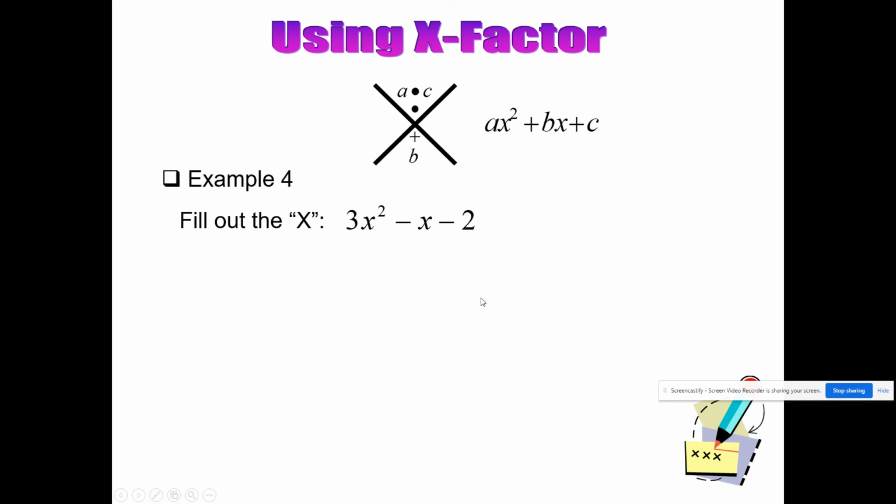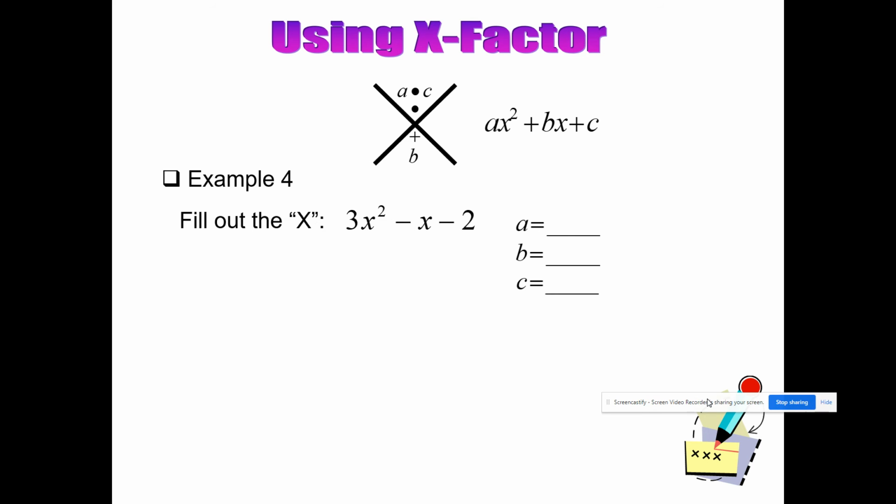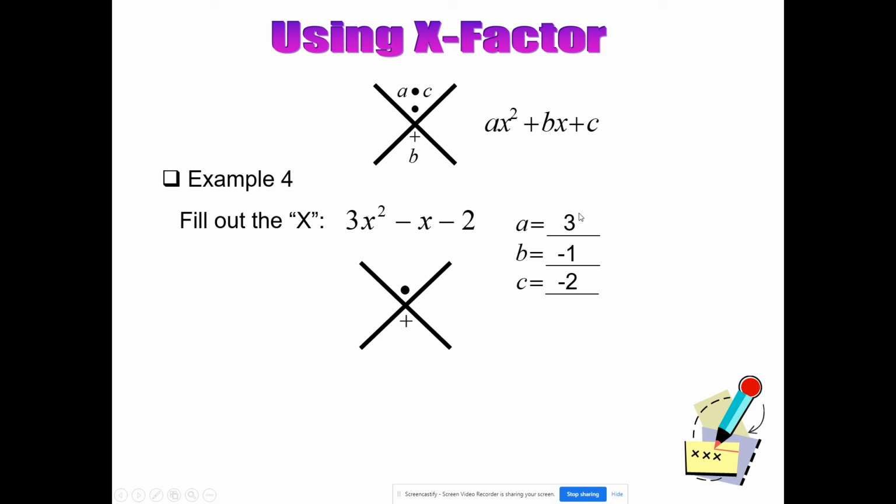All right, so let's look at another example. So let's fill out the X. We'll start by identifying A, B, and C. So my A is 3, my B is -1, and my C is -2. Let's fill out the X. We need to know what A times C is, and that's going to give me -6. My B value is -1.